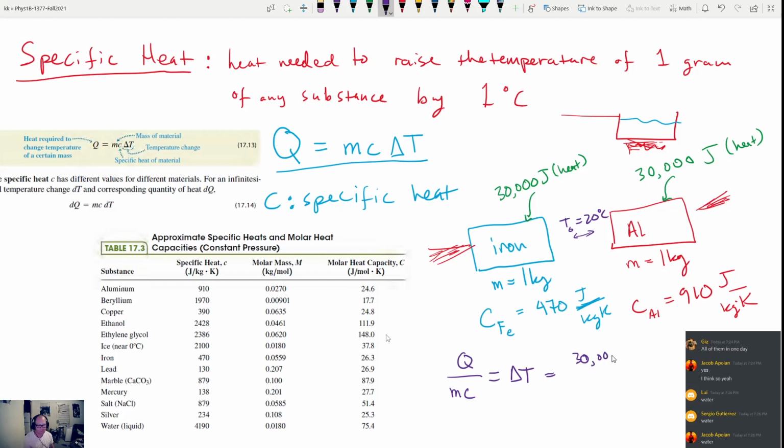Aluminum? Aluminum, that's right. And it's because it has a smaller specific heat. If we plug the numbers into this equation right here, notice that I've rearranged this equation and just solved for delta T, so it's Q over MC now. Since the specific heat shows up in the denominator, that means the smaller the value of a specific heat, the bigger the value of delta T is going to be, right?